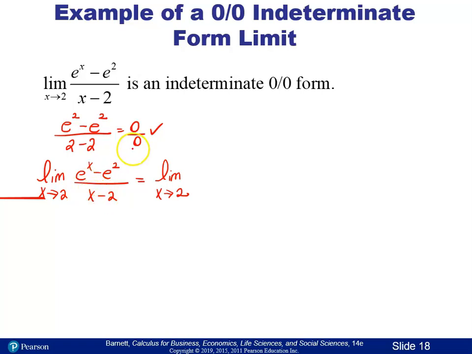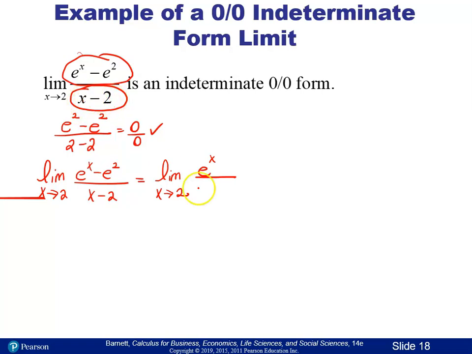Now we don't apply the quotient rule. We just take this as one function and we take this as another function. So if I'm looking at this numerator and taking the derivative of that, the derivative of e to the x we know is just simply e to the x. E to the second is a constant, so its derivative is actually 0. So the derivative of that numerator is e to the x.